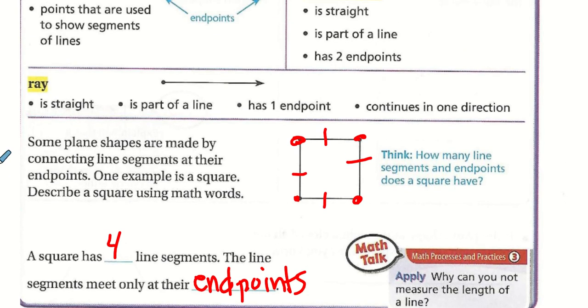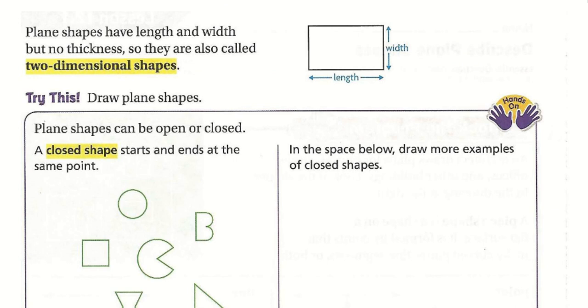Okay, then turn the page in your packet. The next page says plane shapes have a length and a width, but no thickness, so they are called two-dimensional shapes. Okay, so that's what I was telling you earlier. Plane shapes mean that they are flat. You could see how long they are and how wide something is, but there's no thickness to it. So they're plane shapes or two-dimensional shapes. Those things mean the same thing. They just mean that they're flat.